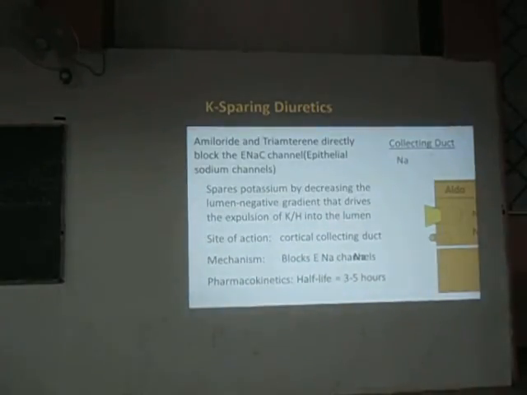Okay, so it spares potassium by decreasing the lumen negative gradient that drives the expulsion of potassium to the lumen. Site of action: cortical collecting ducts, blocking of the ENaCs. Okay, the pharmacokinetics: onset in 3 to 5 hours.